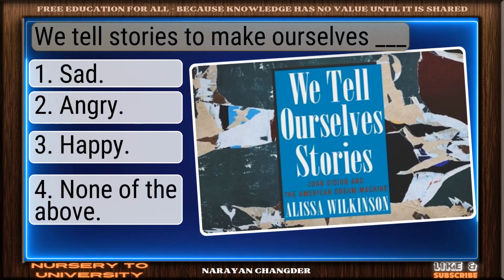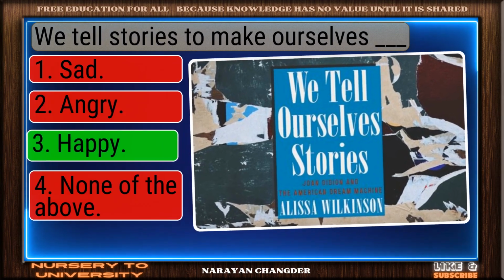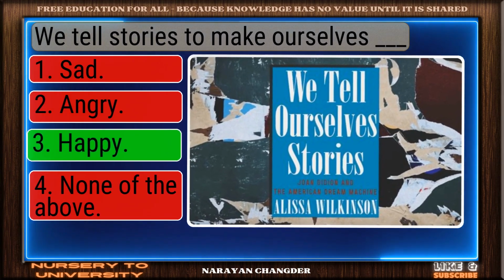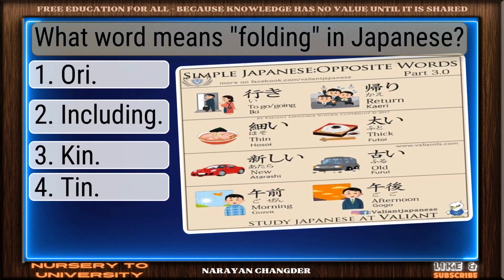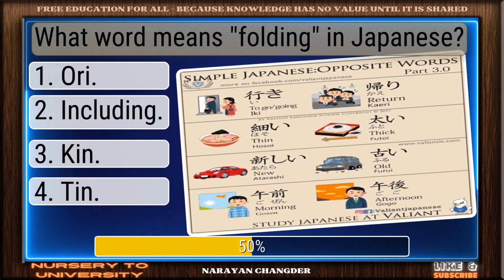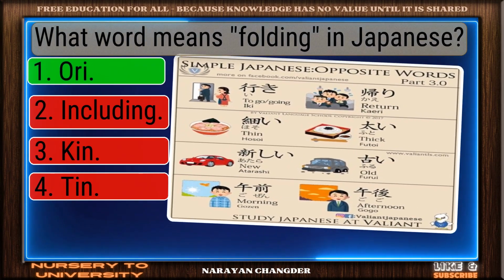We tell stories to make ourselves dash. Excellent choice. Happy is the right answer. What word means folding in Japanese? Smart pick. Ori is the correct choice.